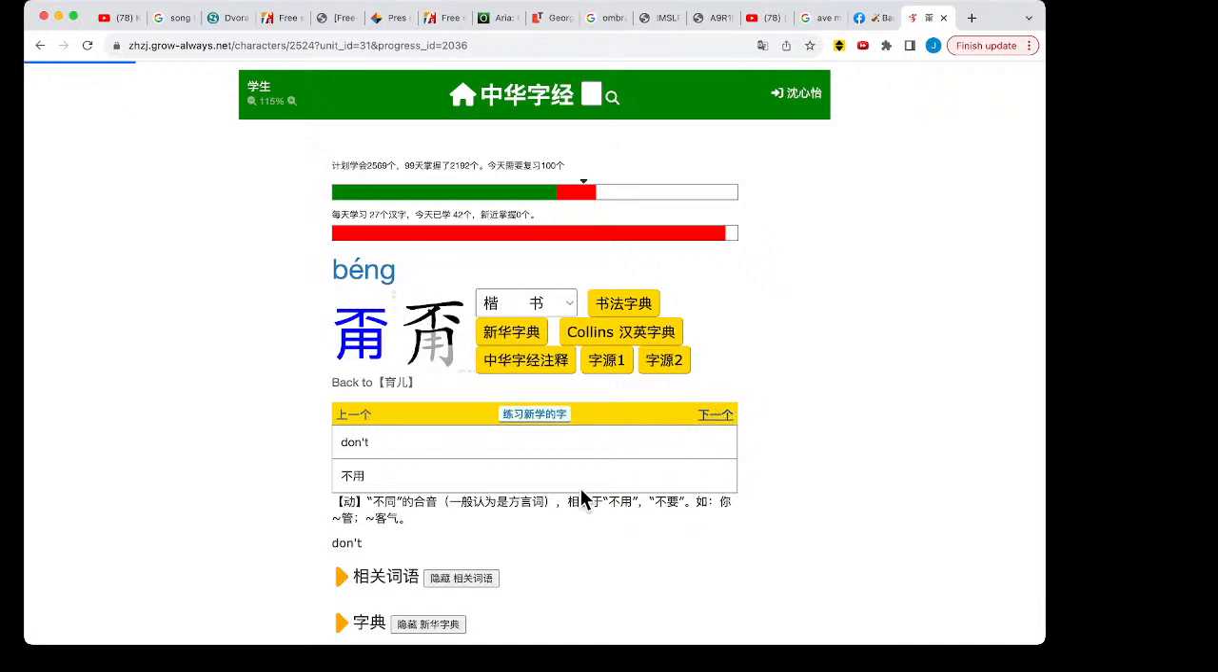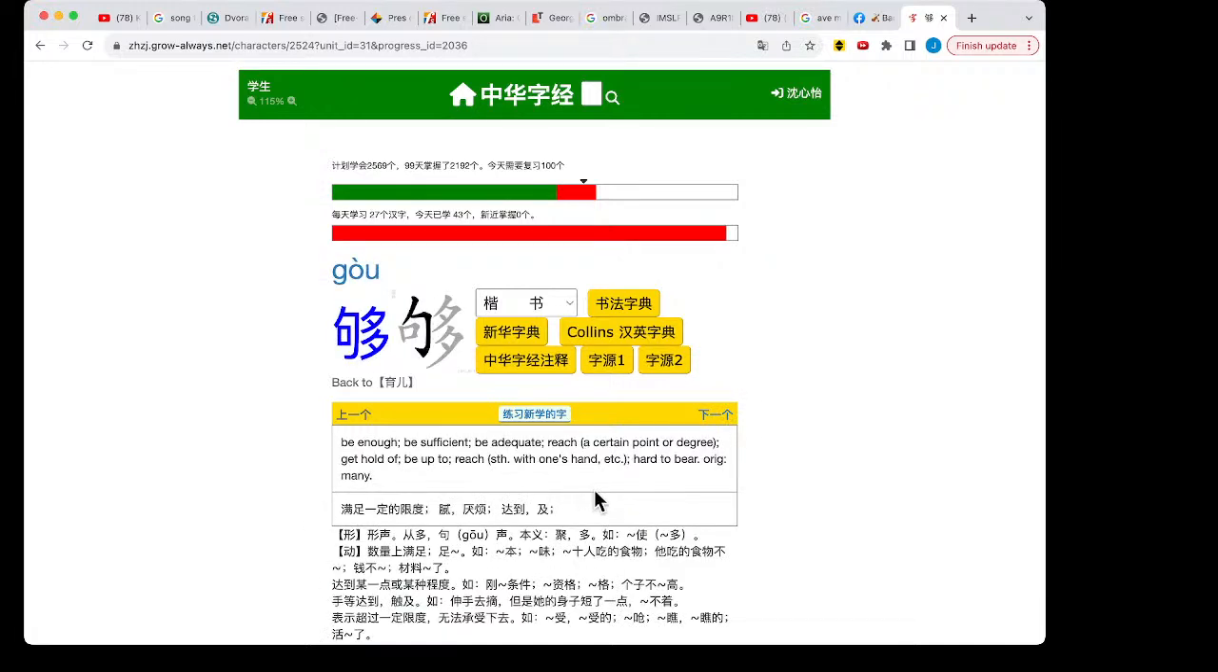So 本. 够 means enough, be sufficient or be adequate. Or it means reach, that you have reached a level, a certain point of degree. Get hold of something, be up to, reach something with someone's hands. So basically, this means either it's enough to reach a certain point, or has the ability to reach something, a goal.